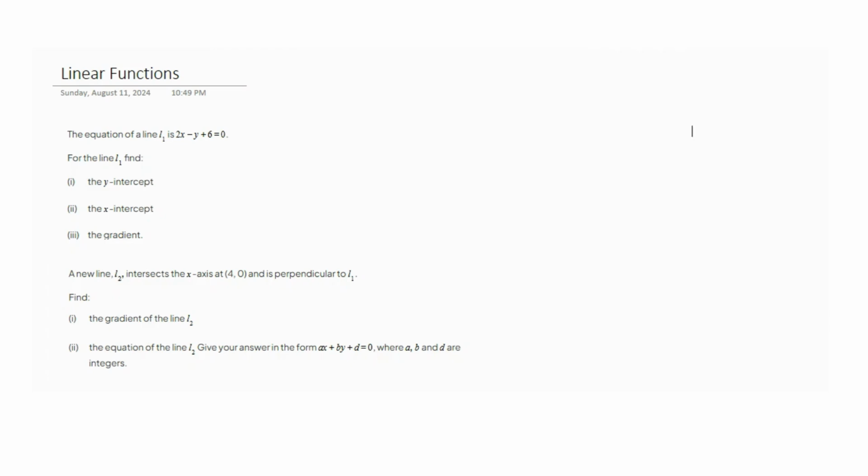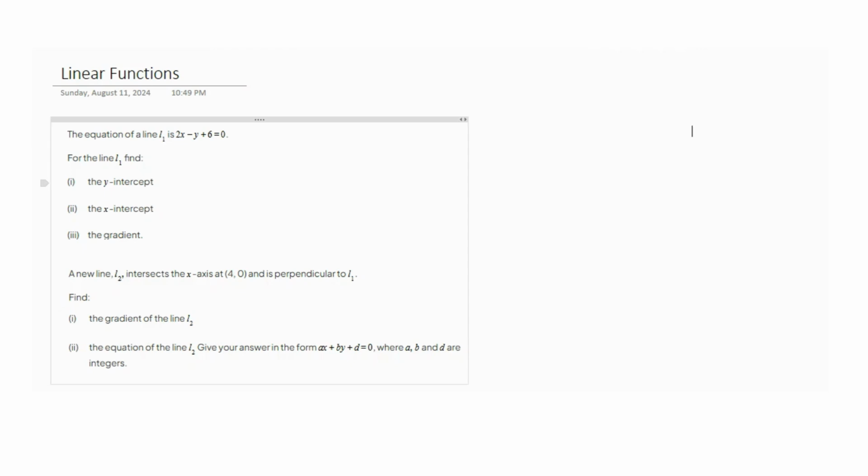In today's video, we are going to talk about linear functions. This is related to IB Maths analysis and approaches, SL. So let's go with a question and see how we are going to solve this one. As you can see, this is a linear function. This is an equation of a line that is given to us: 2x minus y plus 6 equals 0. For the line L1, we need to find the y-intercept and the x-intercept. This is part A of the question.